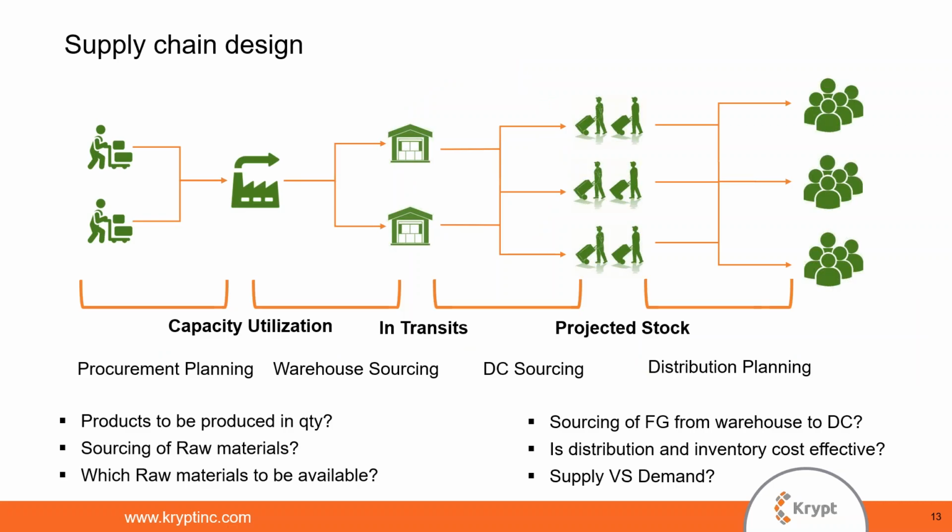This is a simple supply chain design. On the left-hand side, you can see there are two suppliers with one plant, and then you have two warehouses, 3 DCs and 3 customers. This is a very simple supply chain, and we'll be looking into the example of this supply chain in our live demo. So let's go into the system.